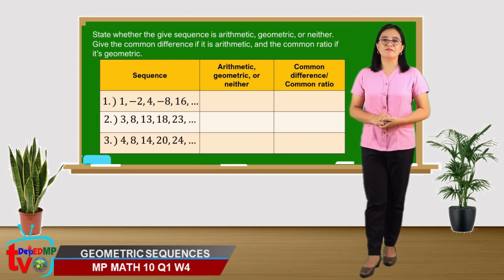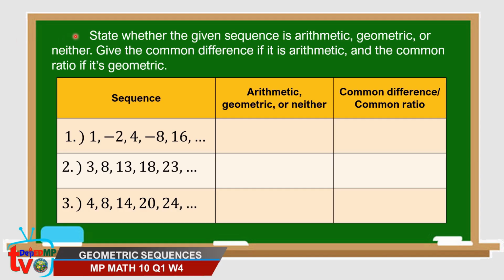Let us then try to differentiate a geometric sequence from an arithmetic sequence by completing this table. In this activity, we are going to identify if a sequence is arithmetic, geometric, or neither. To be able to complete this table, all we need is to see if the sequence has a common difference or see if it has a common ratio. Let us start with number 1. We will check if the sequence has a common difference, so we get the difference between any term and the term that comes before it.